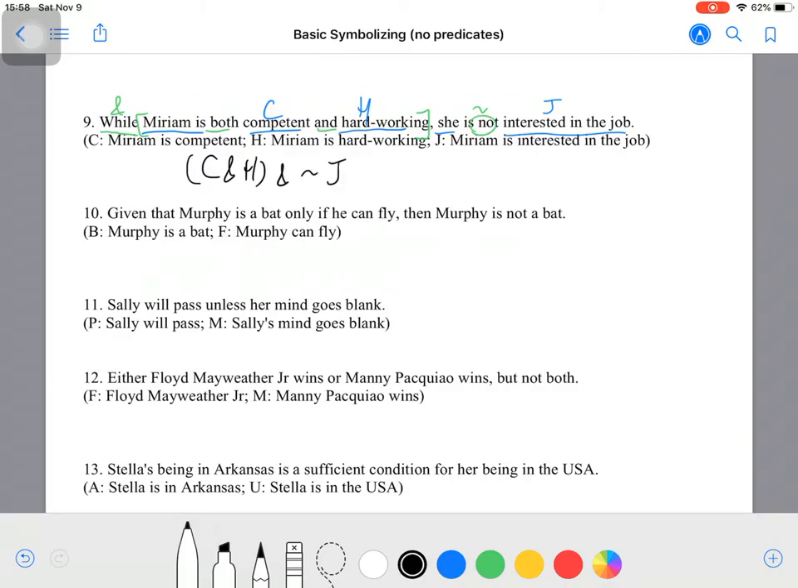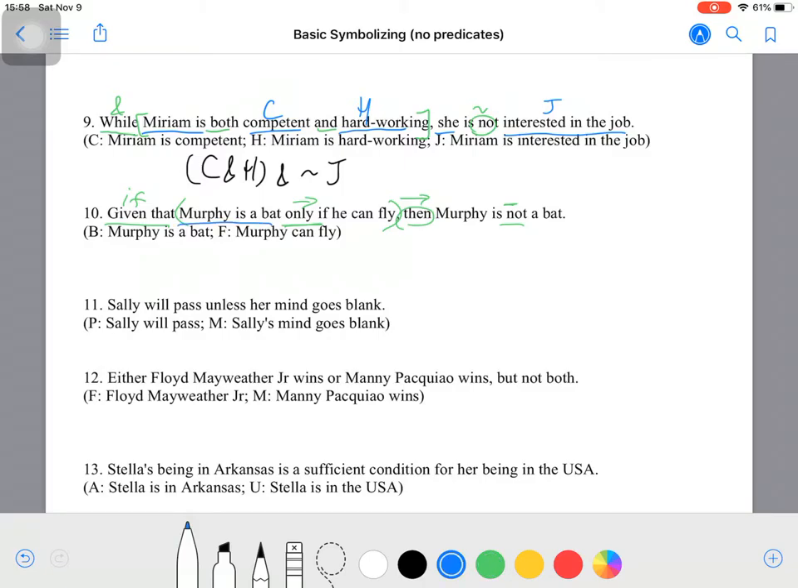And then we see something a little bit different for number 10. We have a "given that," so this means that this is going to be an if statement, is a bat, and then we have "only if," and then we see a "then." We have a not. So here we're going to have two conditional statements. We have the first conditional statement of Murphy is a bat only if he can fly. And then we have the bigger conditional statement of given that everything else, then Murphy is not a bat.